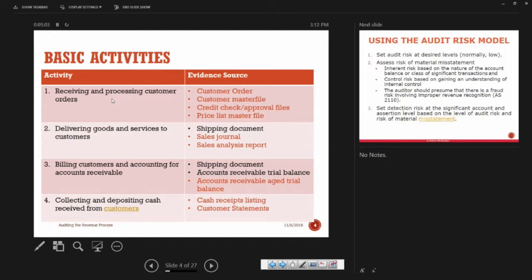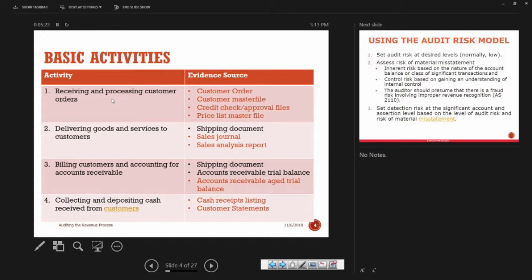So you want to see that the master file, or any master file, is maintained currently, right? So that after a period of time you're purging inactive accounts or customers that you no longer do business with. So there are some controls over that.